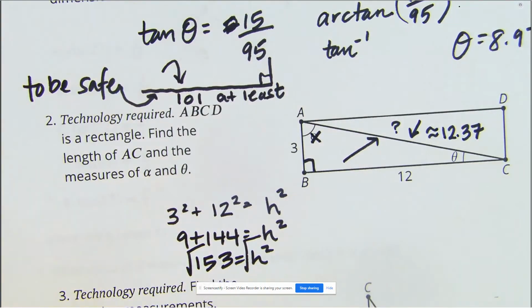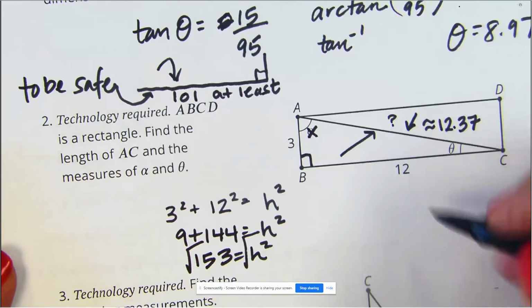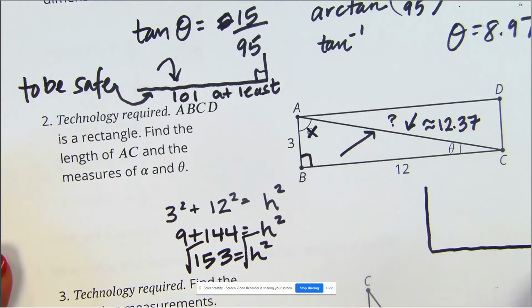All right, now it wants me to find these angle measures. Well, I'm going to draw that bottom triangle out separately.